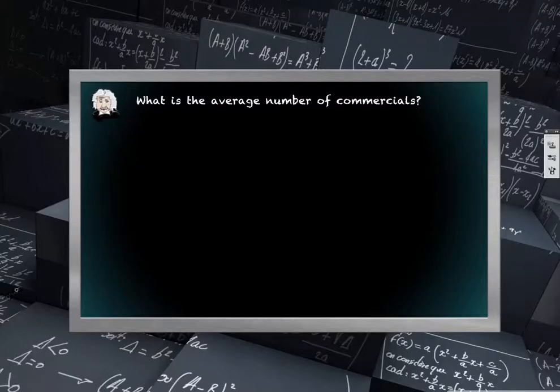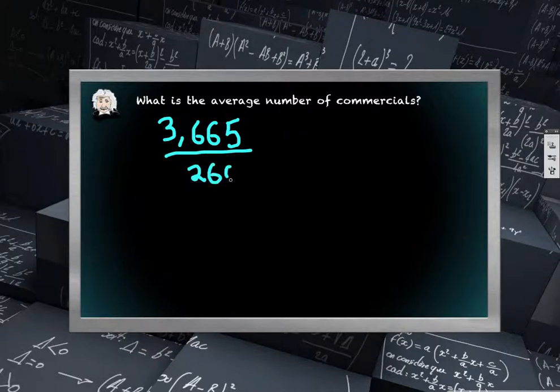This question asks us to calculate what is the average number of commercials among all the cable channels indicated in the table. Well, if you're like most, you're going to sum up all the commercials, which would be a number 3665. And I'm skipping a small step. You can refer to the written explanations to see that total. And then you would divide that total by the number of stations in total, which is 260.